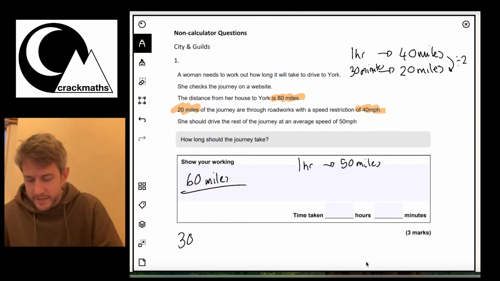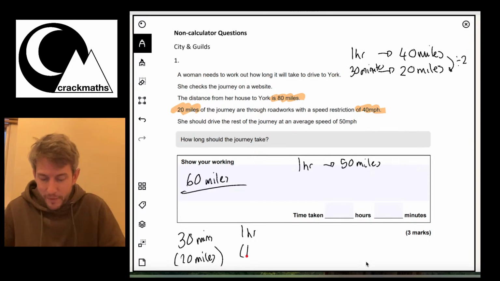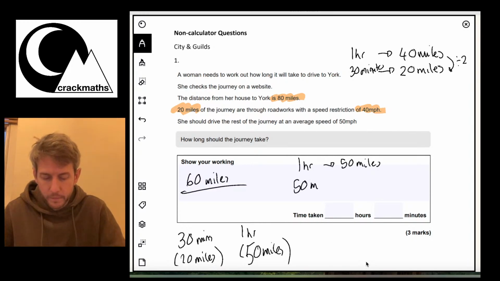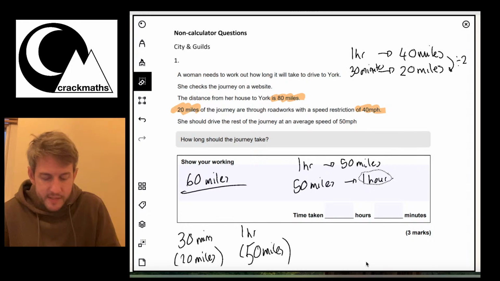So we've got 30 minutes, that's for 20 miles. We've got 1 hour for 50 miles. And then we've got 10 miles left, okay? So again, for these 10 miles, 1 hour is 50 miles. So what I'm actually going to do is switch this round. I'm going to go 50 miles is 1 hour. But I'm going to change this hour for minutes. So I'm going to call this 60 minutes, okay?